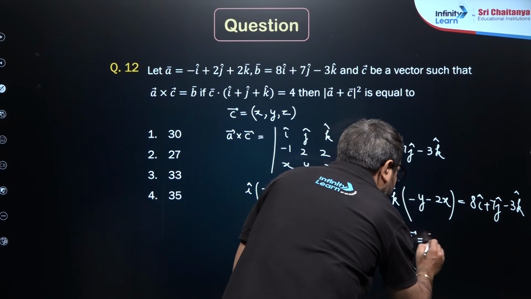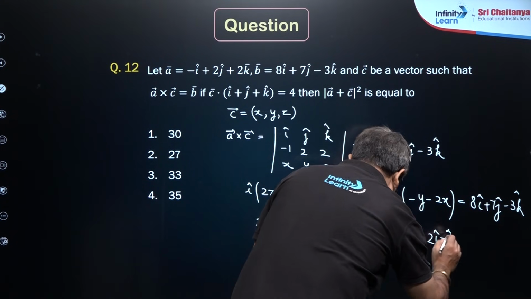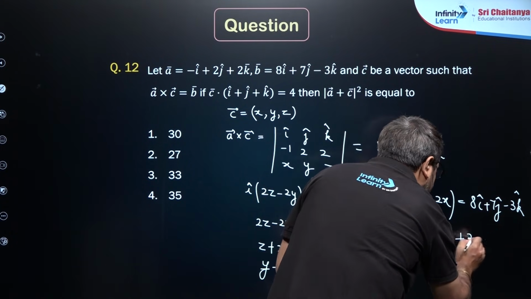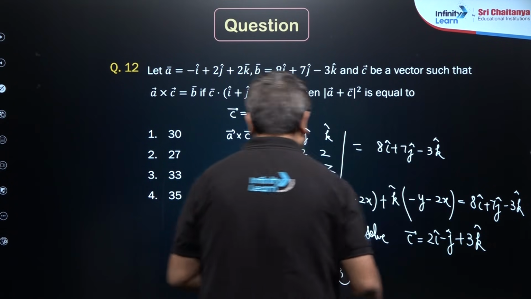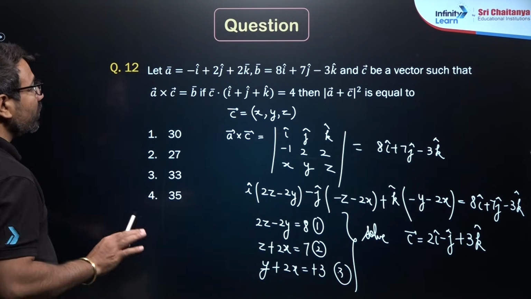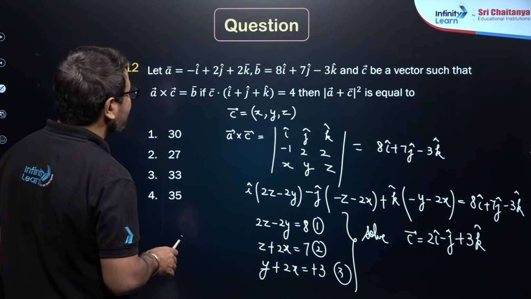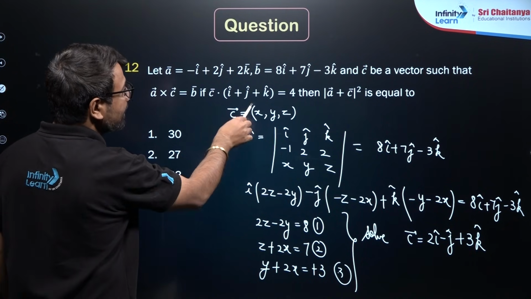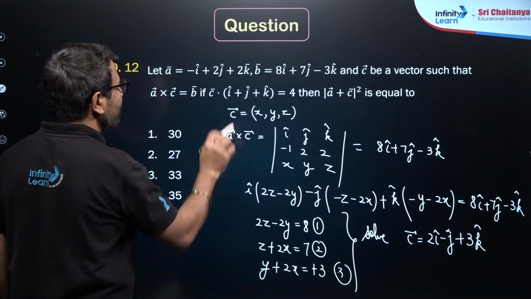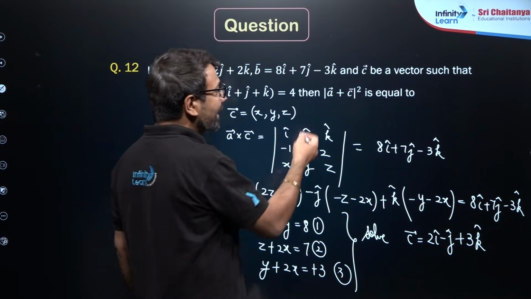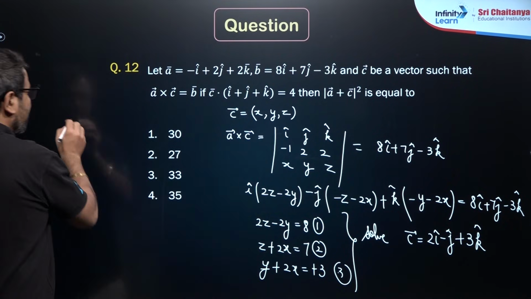So you will have 2i minus 1j plus 3k as the value of c. Now my dear students, once you have c, you have to get c dot (i plus j plus k), which is 4. So without this also we can get the answer. However, a plus c you have to do now.